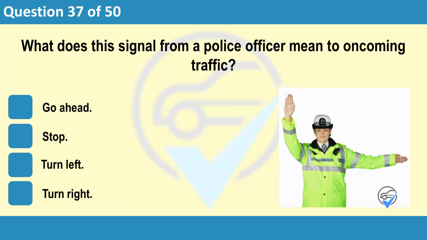What does this signal from a police officer mean to oncoming traffic? Go ahead. Stop. Turn left. Turn right. Police officers may need to direct traffic, for example, at a junction where the traffic lights have broken down. Check your copy of the highway code for the signals that they use.